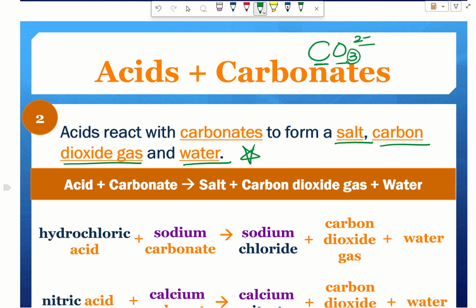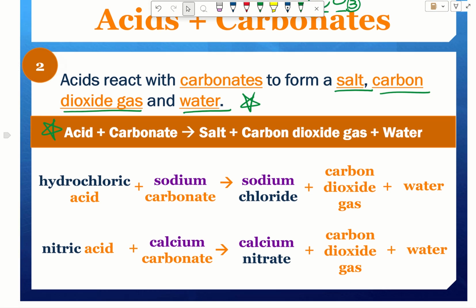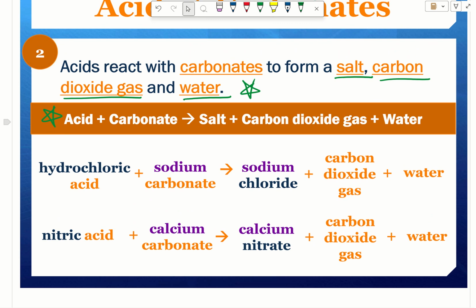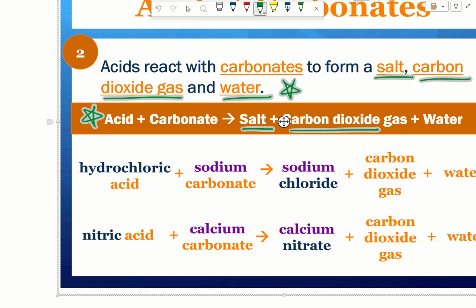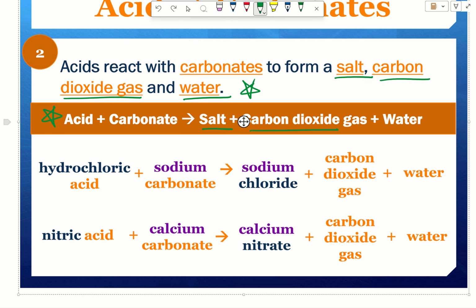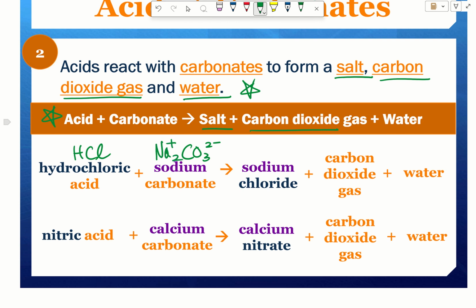This is important. So this is the general word equation. Acid plus carbonate, we form salt. What kind of salt? We have carbon dioxide because we have carbonate, right? And lastly, we have water. So hydrochloric acid, HCl, plus sodium carbonate. Now, carbonate is CO3 2 minus. We have sodium, which is Na plus, so I will need Na2CO3. So sodium carbonate is Na2CO3.